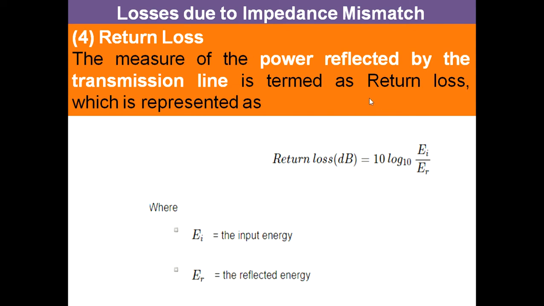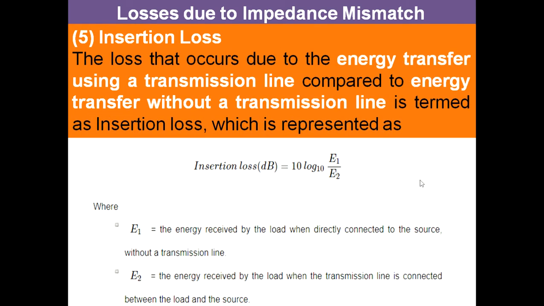The next one is return loss. It depends purely on the reflection due to the impedance mismatch. It is the power reflected by the transmission line, given by 10 log 10 of EI by ER, so only the two components, incident and reflected. And insertion loss is the loss that occurs due to the energy transfer using the transmission line compared to the energy transfer without it. Something we have inserted in the transmission line, so in addition to the insertion, what will be the increase in the loss?